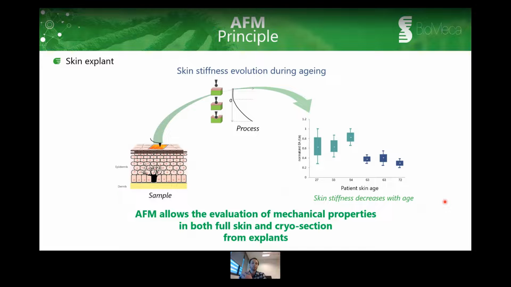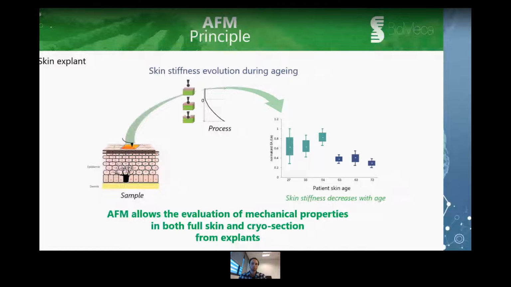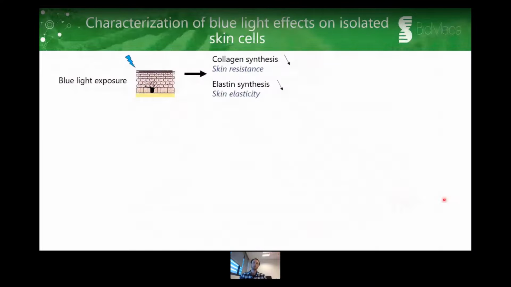So now let's see how to apply this kind of process to evaluate the effects of blue light exposure in skin. Besides the damage induced by blue light on the eye, it has been published that blue light can also induce damage on skin by reducing the synthesis of both collagen and elastin. Collagen and elastin are respectively responsible for skin resistance and skin elasticity. So we wondered if daily exposure of skin to blue light can modify mechanical properties in full skin.